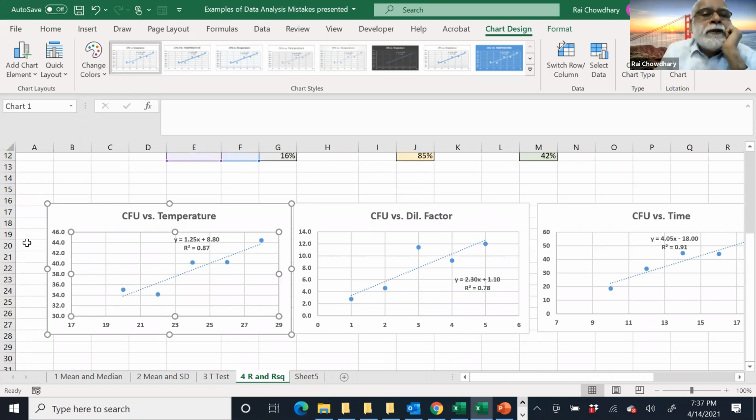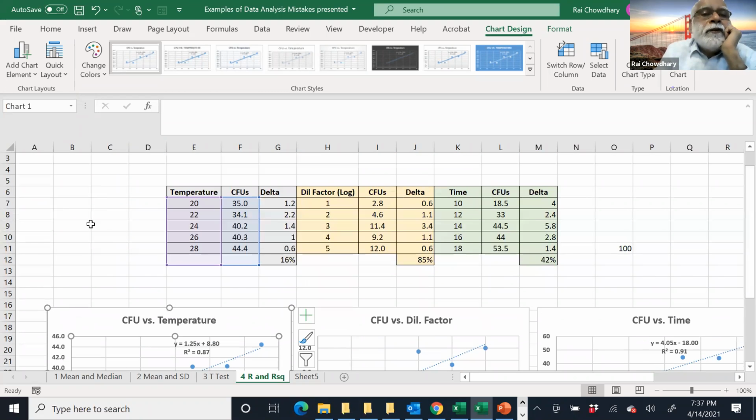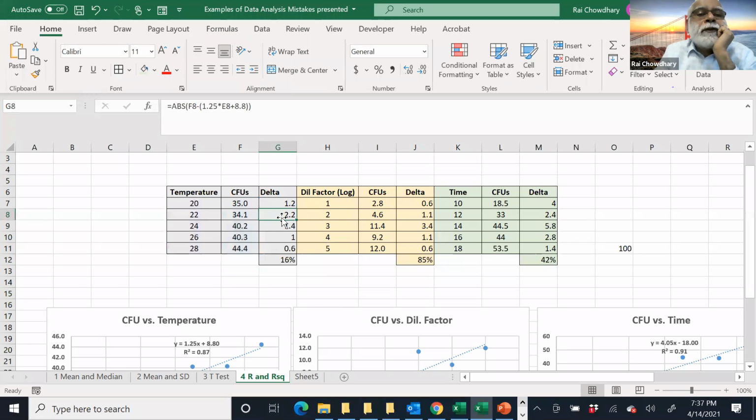So what you do then is you find the delta between what the model is saying and the observed value. In this case, the delta was 1.2. For the second, it was 2.2, 1.4, 1, and 0.6. You add that all together and look at the coefficient of variation with regard to the y variable.